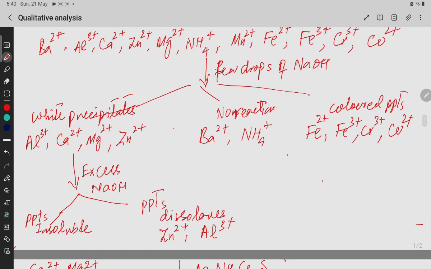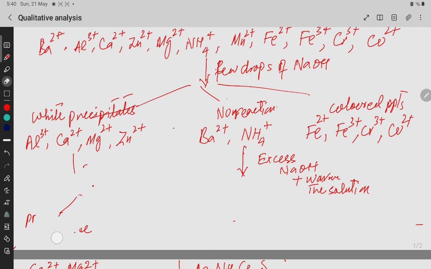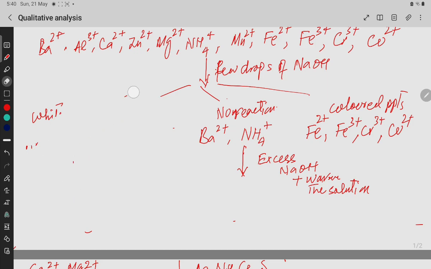Now come back to the ions which have no reaction at all. There are two ions in your syllabus which have no reaction with a few drops of sodium hydroxide. Then we add excess sodium hydroxide and warm the solution.